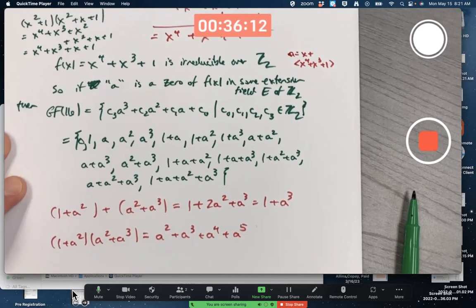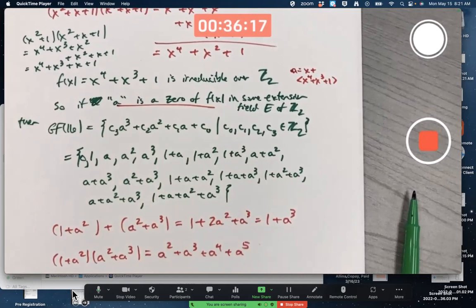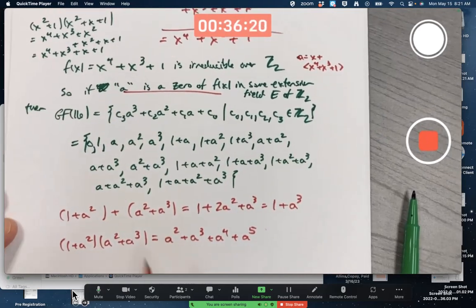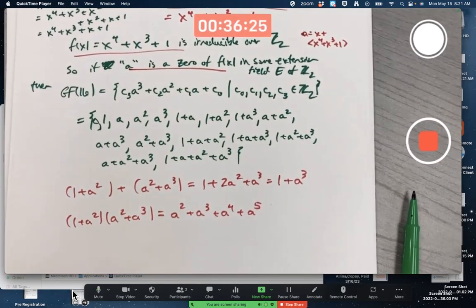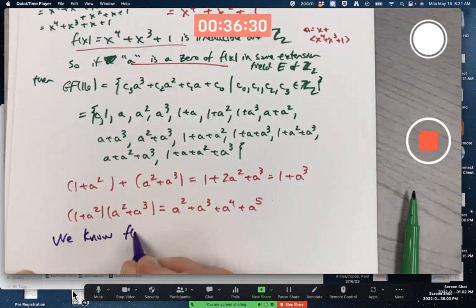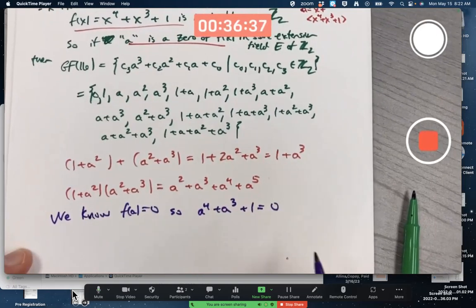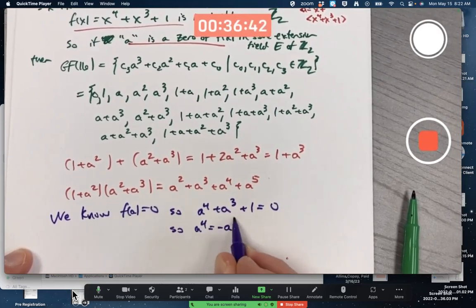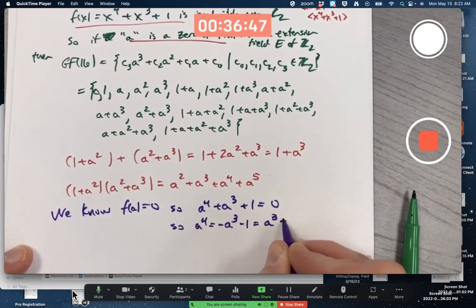Here's where you've got to use the polynomial, and the fact that A is a zero of this particular polynomial. We know f of A is 0. So A to the fourth plus A cubed plus 1 is 0. So A to the fourth equals negative A cubed minus 1. And yes, we are modding coefficients by 2 here in this example. That's the same as A cubed plus 1.